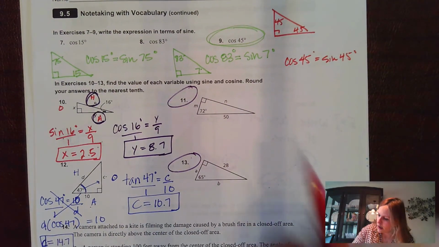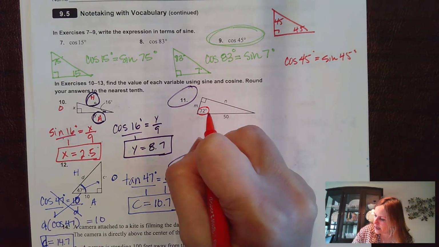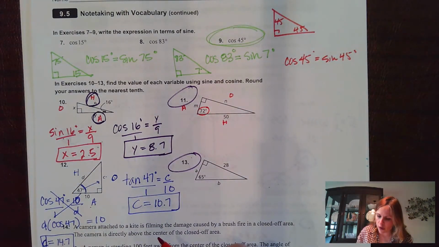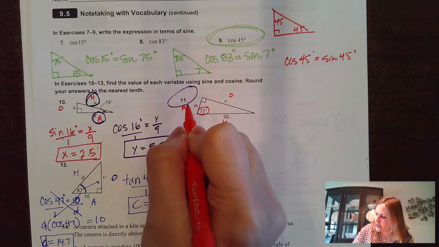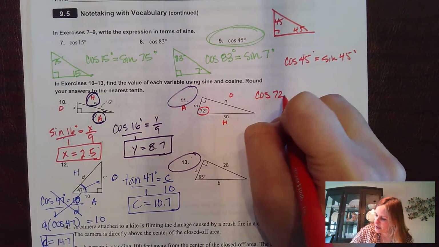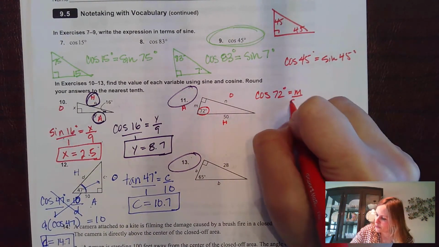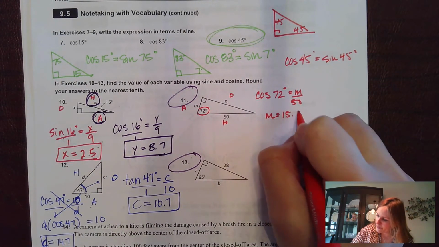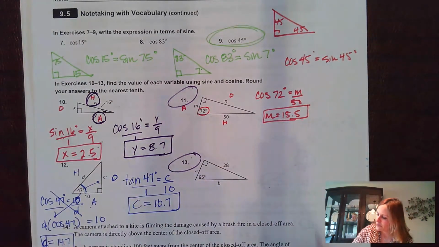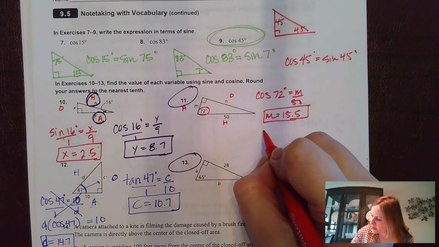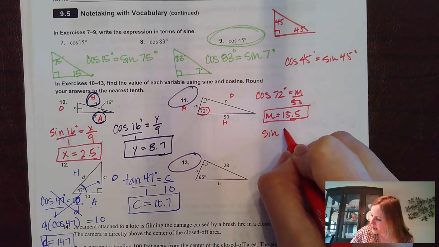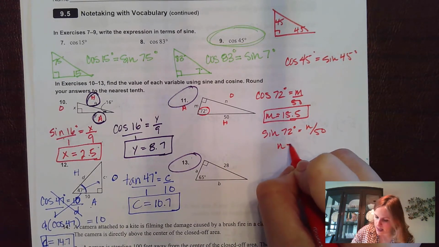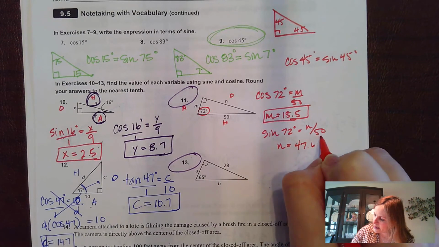Number 11, I used this angle and I said this was my hypotenuse and this was my opposite and this was my adjacent. So to solve for m, I did adjacent over hypotenuse. So I did cosine of 72 is equal to m over 50, and I got m to equal 15.5. For n, I did sine, because it was opposite over hypotenuse, so I did sine of 72 is equal to n over 50, and I got n to equal 47.6.